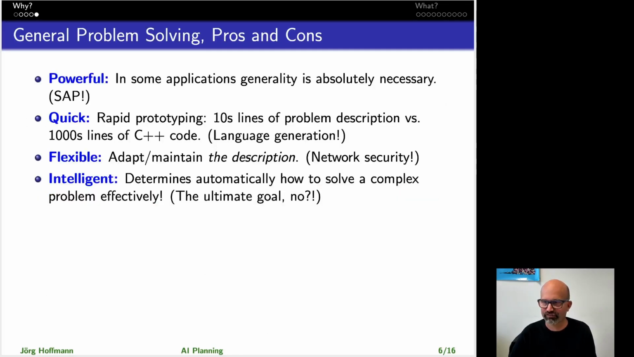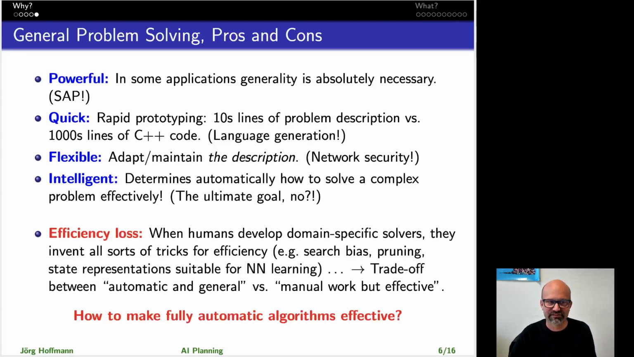So it's very powerful. It's a quick method to get something up and running in your application. It is obviously very flexible. It is also clearly a very strong form of intelligence. The big problem is complexity. Those problems are very hard to solve.